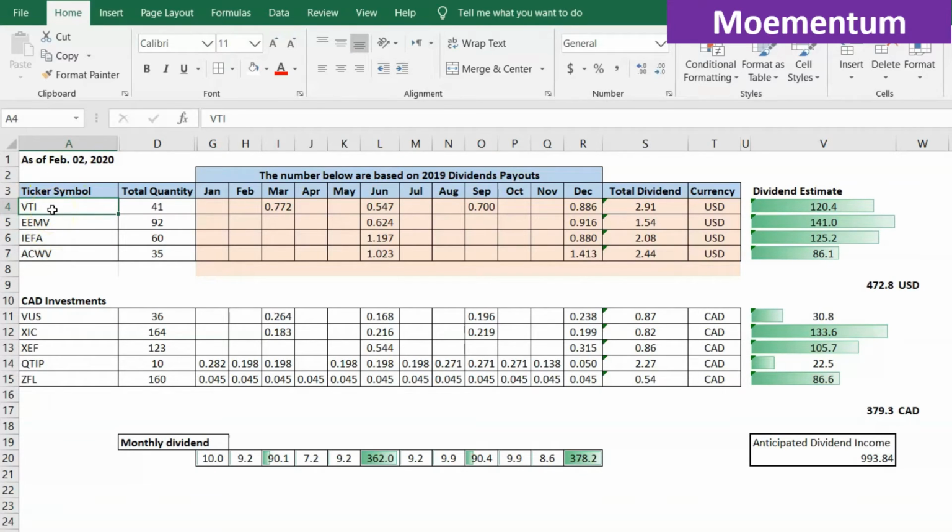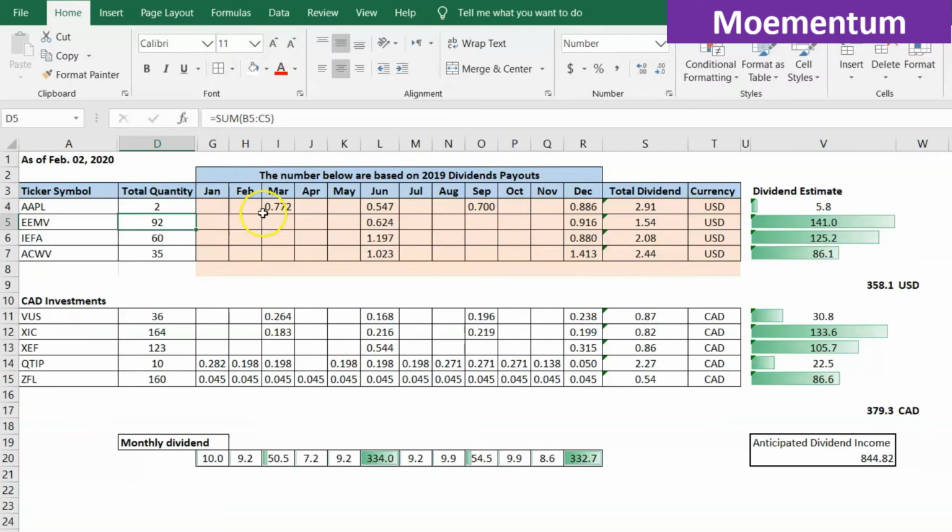So let's say you buy shares of Apple. The ticker symbol would be AAPL. The quantity that I own would be, for example, 2 shares of Apple. I would go ahead and update the dividend paid out for my shares accordingly.